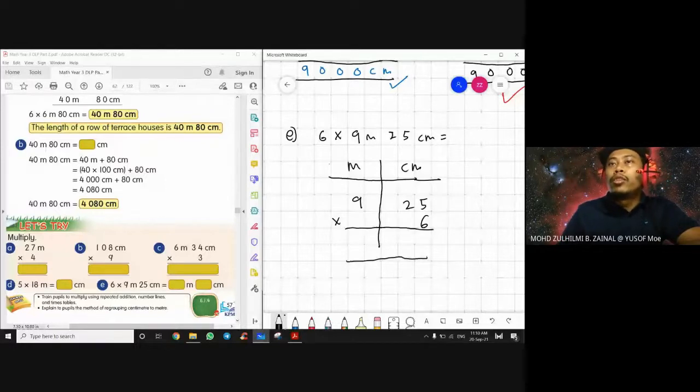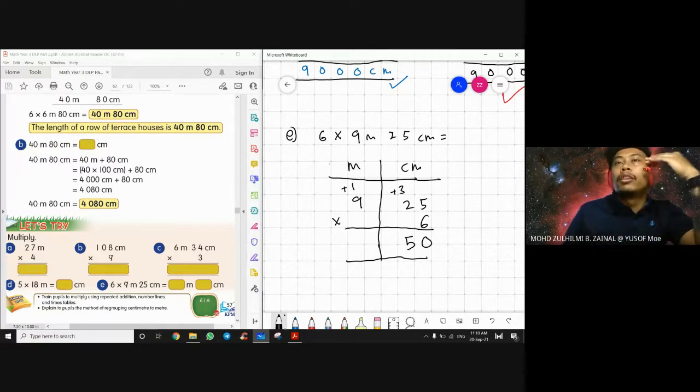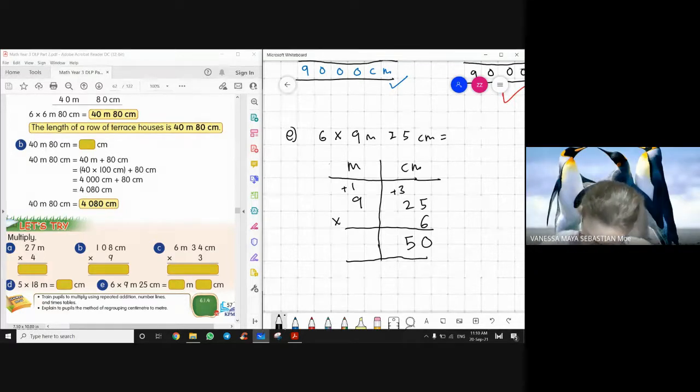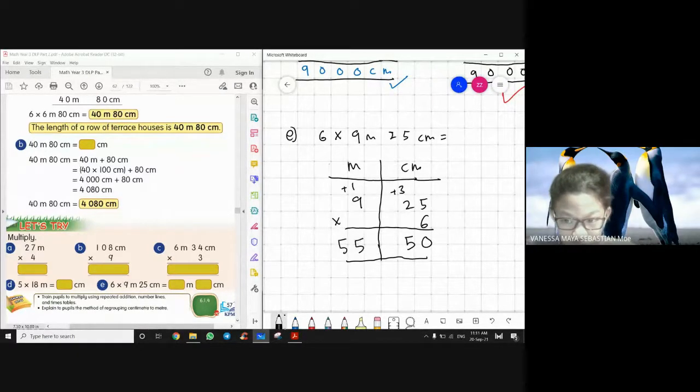Okay, so 5 times 6 equals to 30. 3 bring up. Okay, 2 times 6 is 12. 12 plus 3 is 15. 15. Okay, 5 naik atas ni. Jangan letak tepi 15. Kita letak terus ke atas. Okay. Then 9 times 6 equals to berapa? Siapa tahu 9 times 6? 54, betul. So 54. 54 plus 1, 5. So your answer should be 55 meters, 50 centimeters.